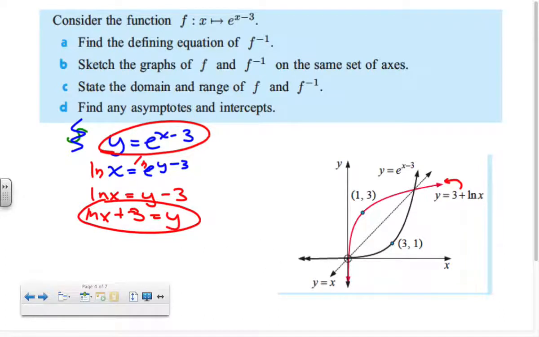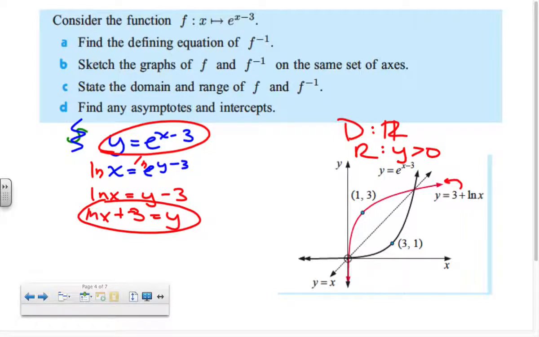Okay, domain and range. Domain is my x values. You'll notice my x values go from 0 to infinity. I didn't have that right. Okay, domain is all real numbers. Range, okay, we cannot go below 0, so it is y is greater than 0.